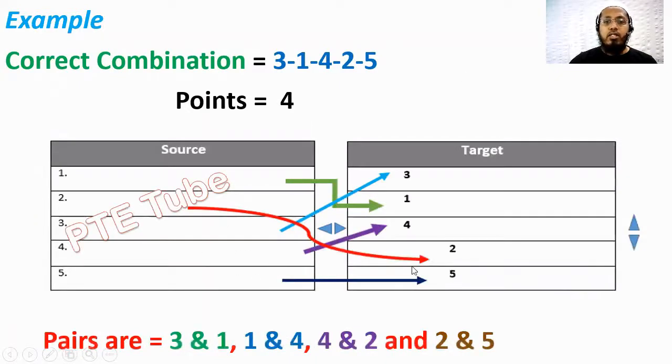It looks somewhat like this. The sentences that you find on the left hand side, you are supposed to shift on the right hand side. The first sentence has to move here, and likewise you have to arrange. After you arrange, the correct combination should be 3 1 4 2 5. This is an example, and this is how you're supposed to do.